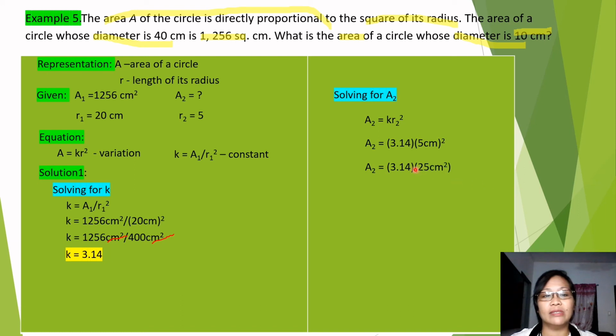So we have now 3 times 0.14, times 5 times 5, 25. And then centimeter times centimeter, we have centimeter squared. Next, 3.14 times 25 centimeters squared, we have 78.5 centimeters squared. Therefore, our A sub 2 is 78.5 centimeter squared.